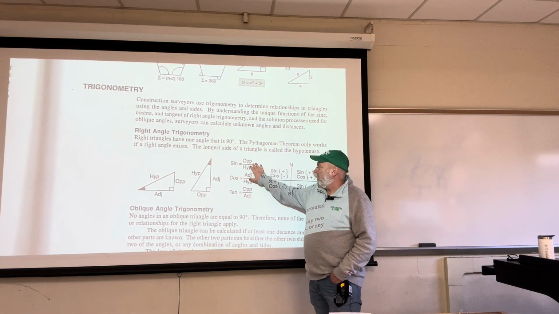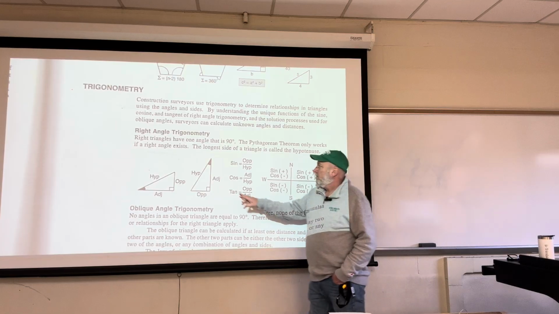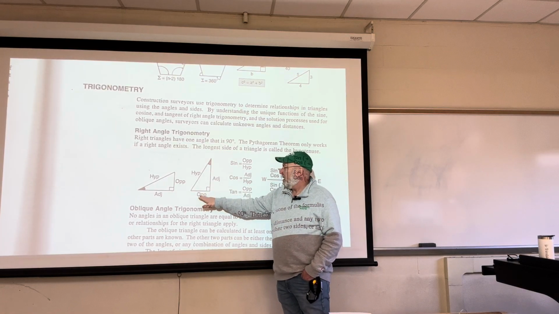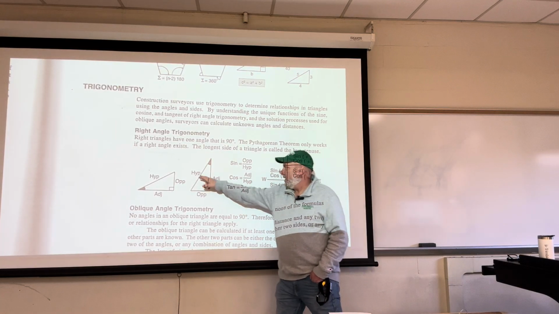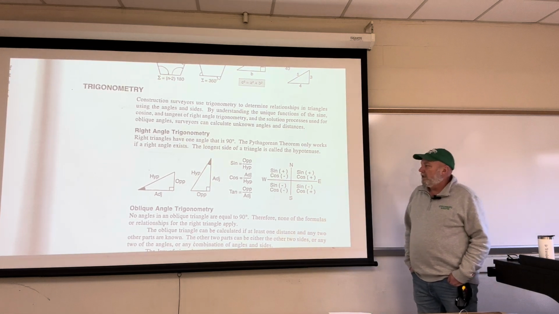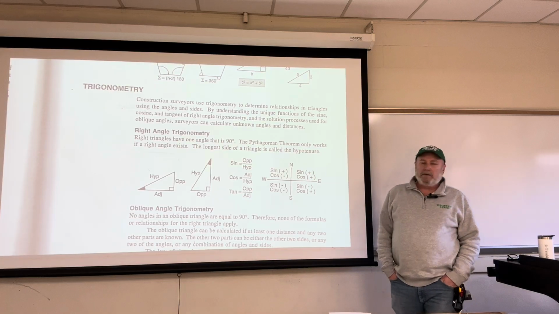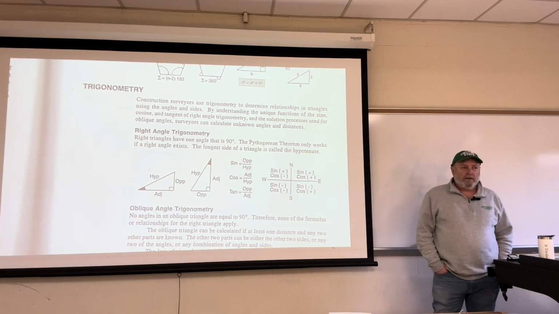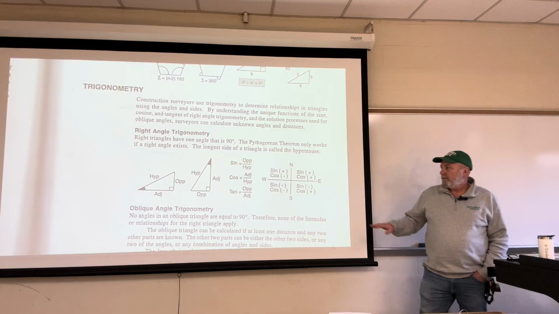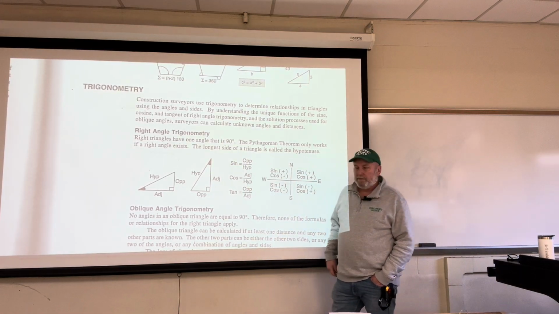This right here is critical. Sine of that angle is going to be equal to the opposite side divided by the hypotenuse. Cosine of that angle is the adjacent side divided by the hypotenuse. The tangent is equal to the opposite over the adjacent. This is crucial.